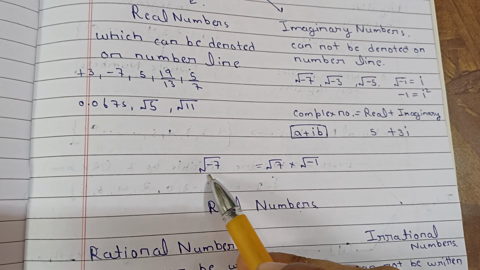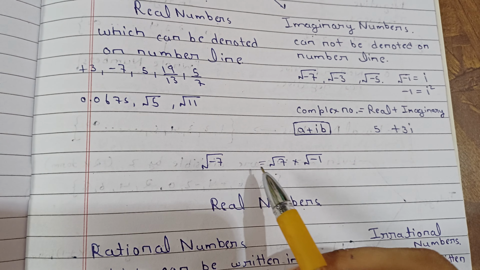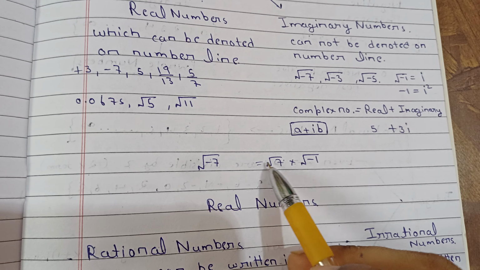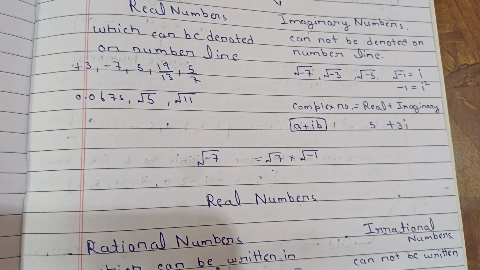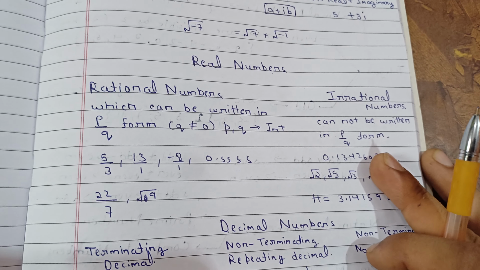So you know how we can write under root minus 7. It will be under root minus 1 into under root 7. So this will be iota, so this is iota root 7, the imaginary number. So this was the introduction for this. Now let's see more about real numbers.